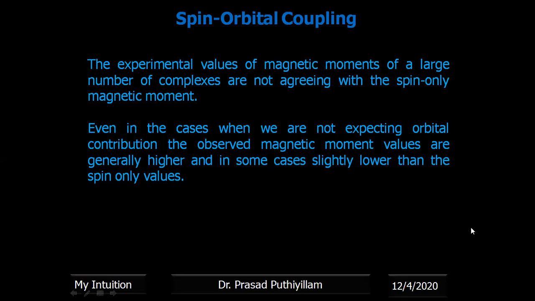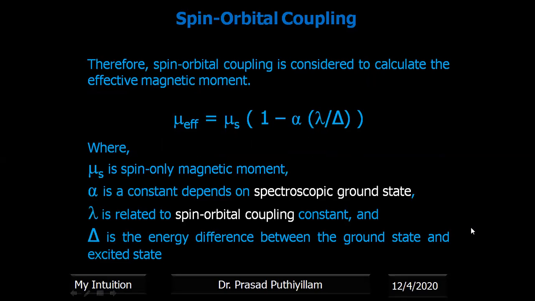The experimental values of magnetic moments of a large number of complexes do not agree with the spin only magnetic moment. Even when we expect no orbital contribution, the observed magnetic moment values are generally higher in some cases or slightly lower than the spin only value. This deviation can be explained with spin orbital coupling. So spin orbital coupling is considered to calculate the effective magnetic moment.